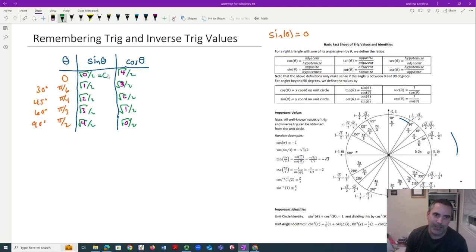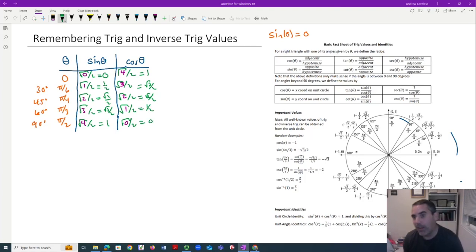This gives you just 0. This gives you 1/2. This gives you root 2 over 2. This gives you root 3 over 2. This gives you 1. This gives you 1. This gives you root 3 over 2. This is root 2 over 2. This is 1/2. This is 0.